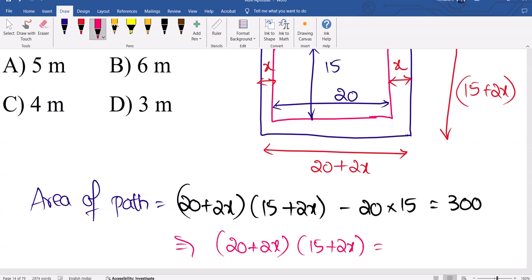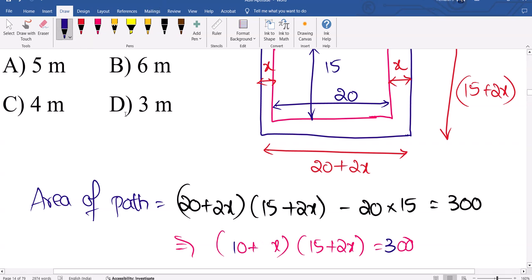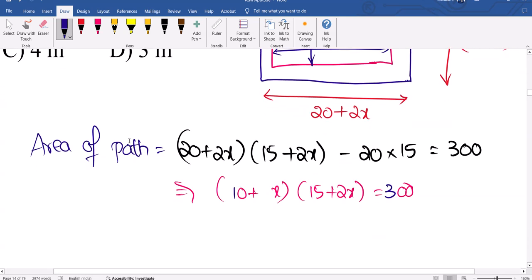This must be equal to 600. If I take 2 from this, it is 10 plus x equal to 300. You put different values and try to check. If x value is 16, the multiple is not 300. No. X value 5 means 15 into 25, it should be 375, not possible. I think the options are not satisfied, so we'll try here.